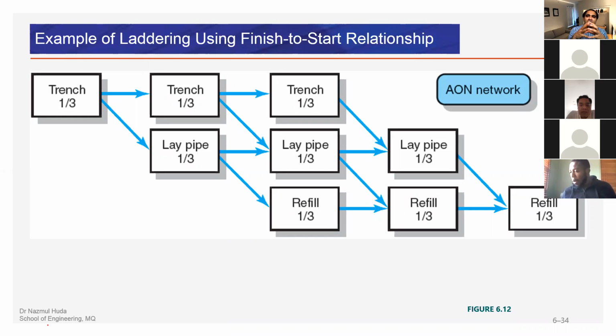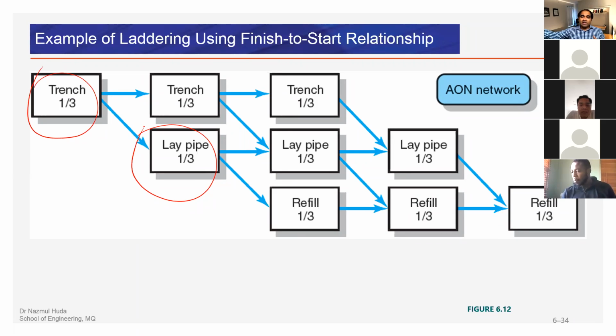So if we have a job like this, isn't it the best practice that once we finish 1/3 of the trench, we can start laying pipe in that portion while we are digging the rest of the 10-kilometer trench? As soon as 1/3 of the trench is done, we can start laying pipe. We don't have to wait until all the 10-kilometer trench is done.